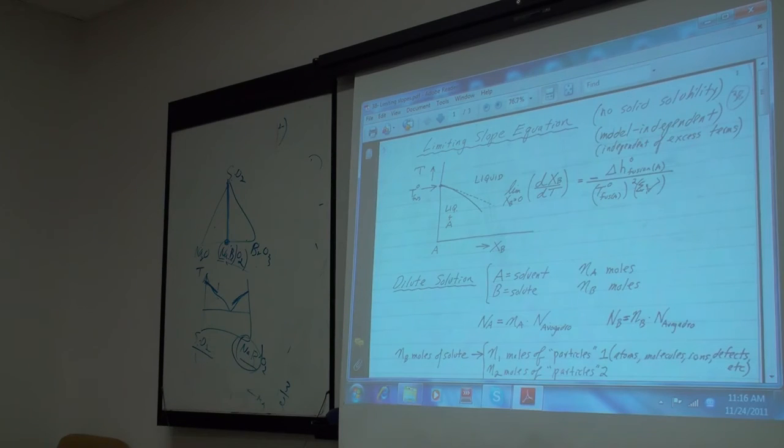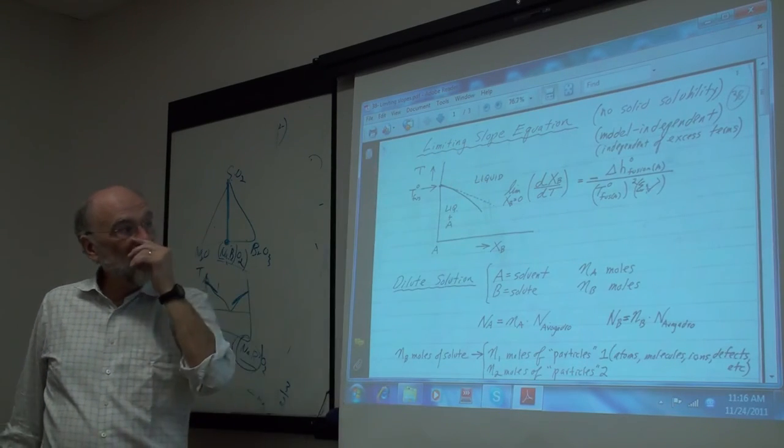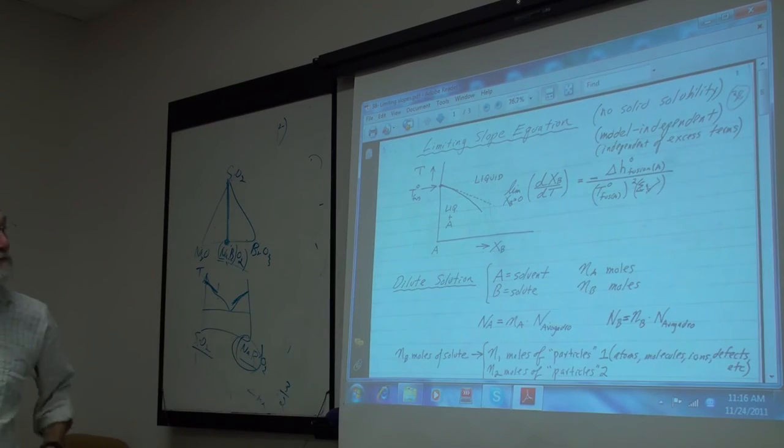So I give you this because I think you can find it useful: whenever you look at a phase diagram, you should check the limiting slopes. You don't even need a computer to do it. You just plug the thing in, and see what your limiting slopes are coming out to and whether they match what you expect. There are so many phase diagrams in the literature that don't respect the limiting slope equation.